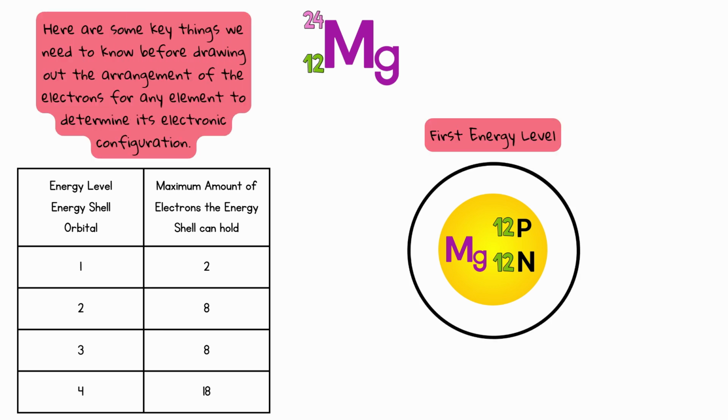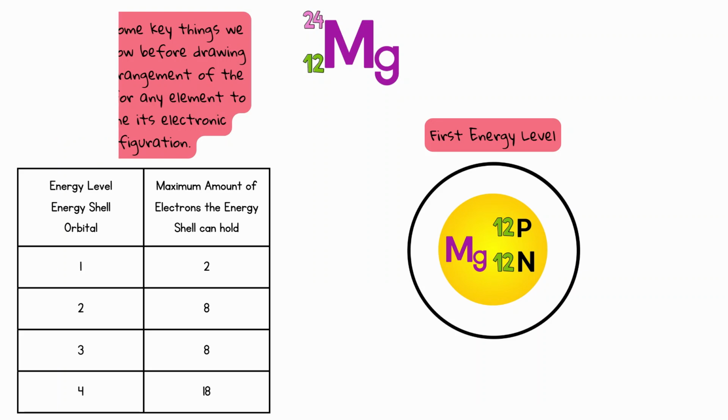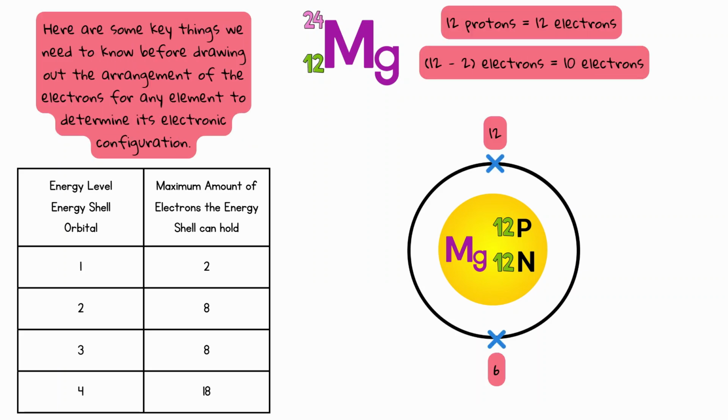Then we draw our first energy level. We subtract 2 electrons from how many electrons we have, and we find that we have 10 more electrons to play with. Once we fill the energy level with the 2 electrons at the 12 and the 6 o'clock position, we can move on to filling out the second energy level because the first energy level is complete. It can only hold a maximum of 2 electrons.